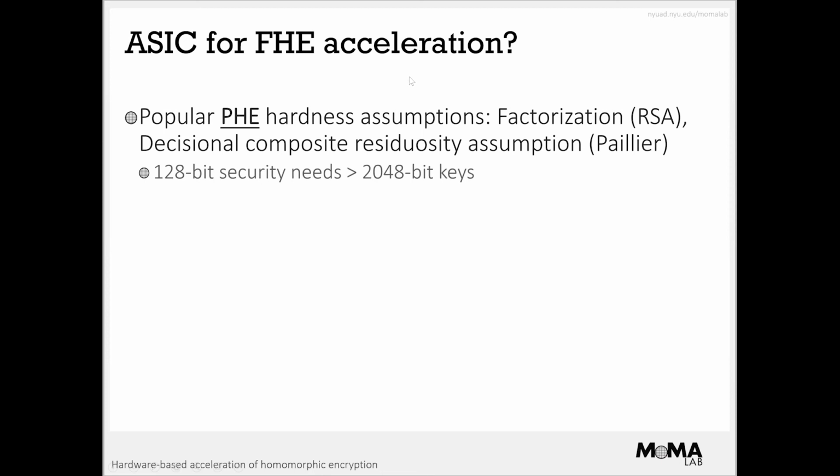In partial homomorphic, the hardness assumptions are two: factorization, similar to RSA, and DCRA, the decisional composite residuosity assumption, that the Paillier cryptosystem is using. With these problems, security comes with keys that are, of course, as always, a certain size and above, right? With 128-bit security, we need more than 2,000 bits. Currently, we're at 3,000-bit keys. So we managed to build that chip, right?